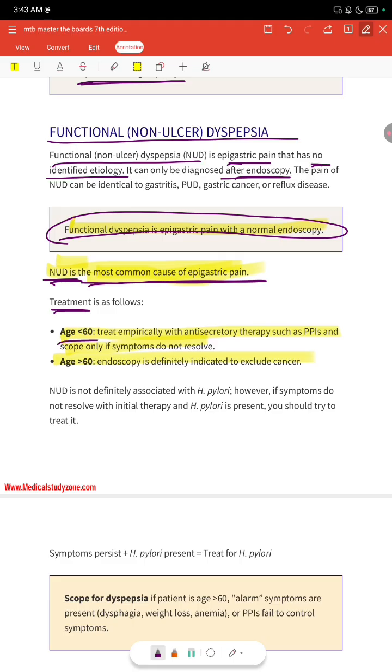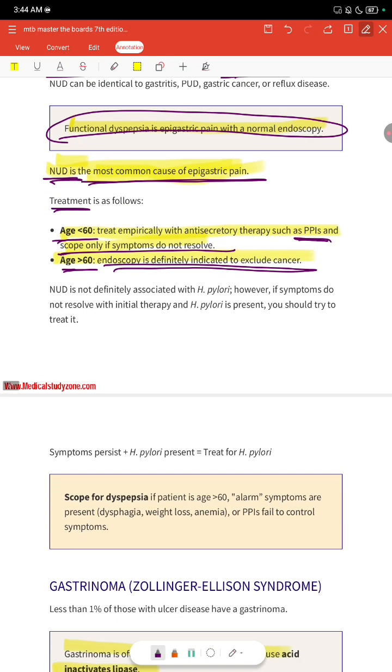Treatment is as follows. In age less than 60, treat empirically with anti-secretory therapy such as PPI, and scope only if symptoms do not resolve. So you don't need to do endoscopy directly. If age is more than 60, endoscopy is definitely indicated to exclude cancer, because cancer becomes frequent in patients with such symptoms and age more than 60.